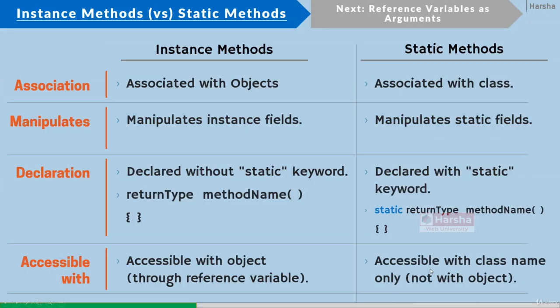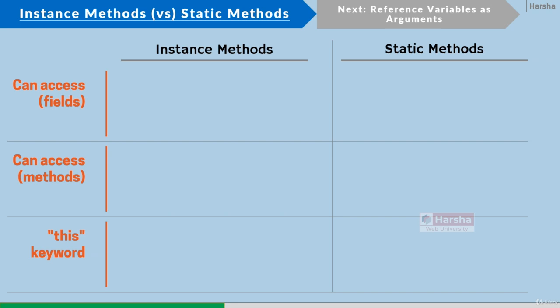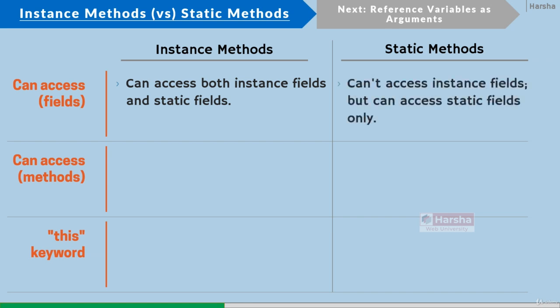But static methods are accessible through the class name always. But while calling a static method inside the same class itself, you need not use the class name. So as a continuation of the differences, instance methods can access both instance fields and static fields. But on the other hand, static methods can access only the static fields but cannot access the instance fields. Alternatively, inside the static method, you can create an object, and through that object you can access the instance fields inside the static methods also.